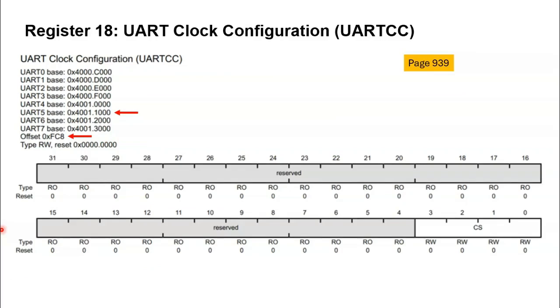Okay, let's look at the UART clock configuration register. You can find this on page 939 of the microcontroller datasheet. For the UART 5 module, the base address for this register is 40011000 hexa, and the offset is FC8. It's a 32-bit register, but only bit 0 to bit 3 are used for this clock configuration.